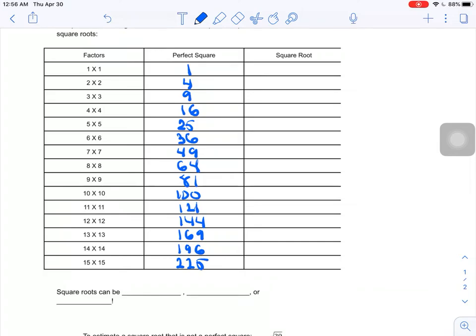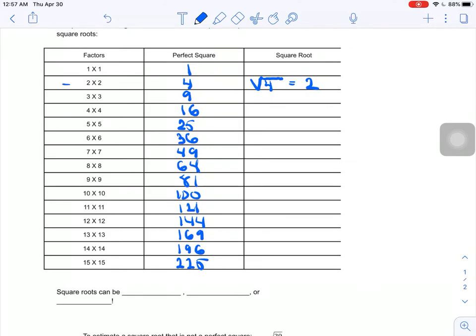Now, the square root is one of those two factors. I'm actually going to start with the second one because it'll make more sense. A square root has its own symbol. You've probably seen a square root symbol before. It looks like this, and then it has a number under it. That number is what you're finding the equal factors of. If you've got a 4 sitting there, what you're trying to figure out is, what two identical numbers could I multiply to get 4? Well, we know that's 2 and 2 because it's listed over here. So the square root of 4 is 2.